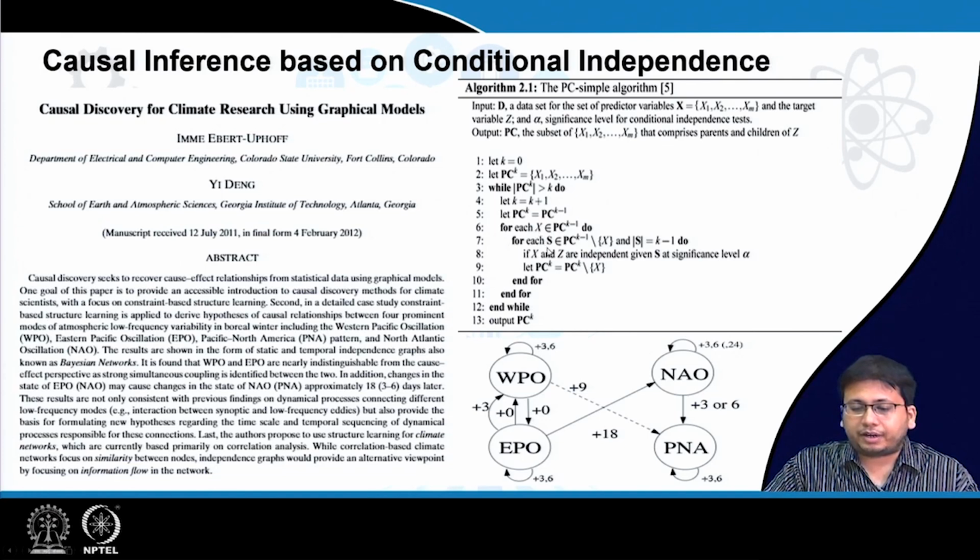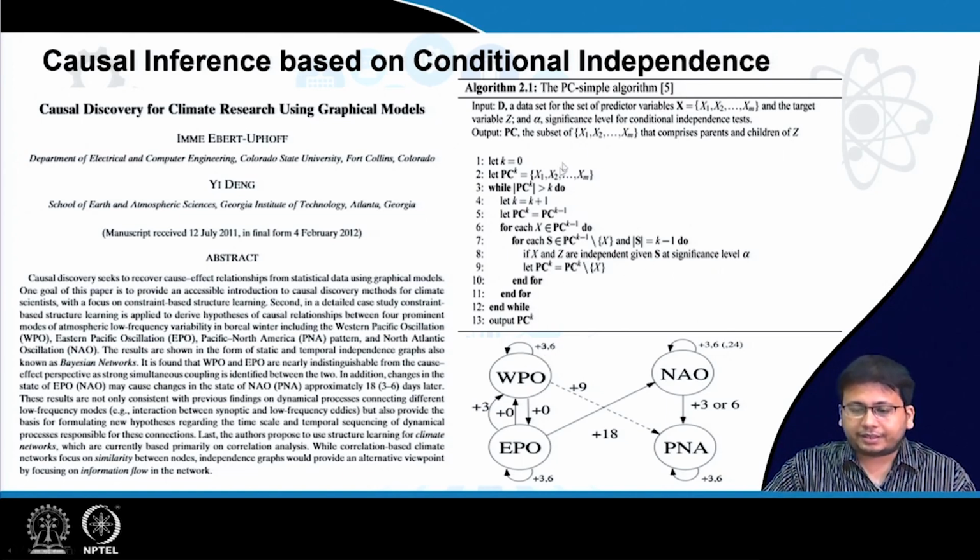Step by step, each of the variables gets removed or retained based on the results of this kind of conditional independence test, and this conditional independence test must be done for different sets of variables of different sizes. And so ultimately what we are left with is a subset of these very initial variables, the potential causes. That small subset which is left over after this algorithm is supposed to be the causes of the target variable z.